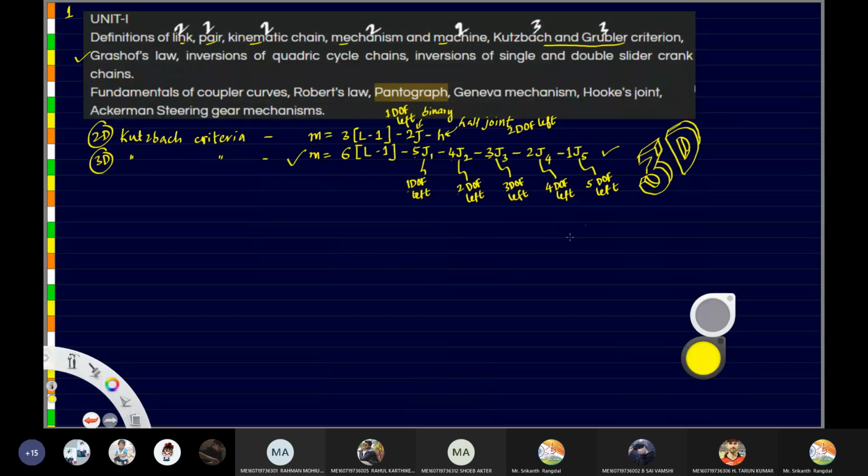So I've drawn a 3D logo. I hope you're enjoying this. Let me make this shading and all as well. Okay. So this is how it happens.